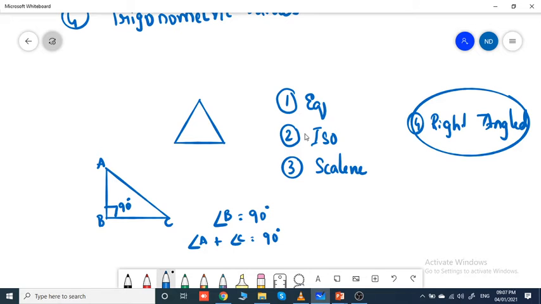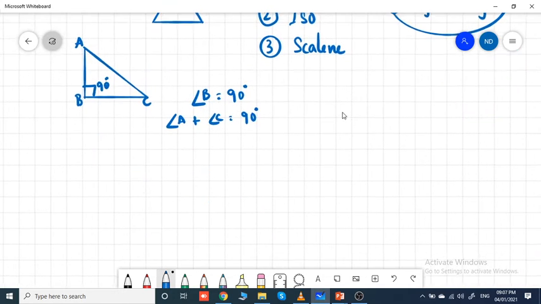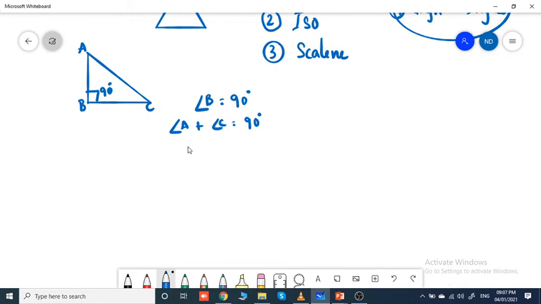What we will do now is add all the LHS and all the RHS. So what will happen here? Angle A plus angle B plus angle C is equal to, on the RHS, 90 plus 90. 90 plus 90 means what? It is 180 degrees.